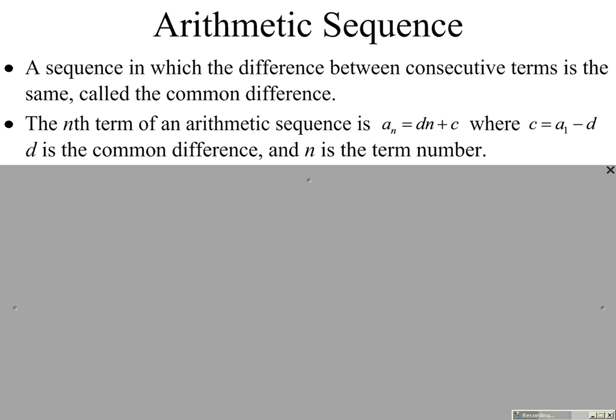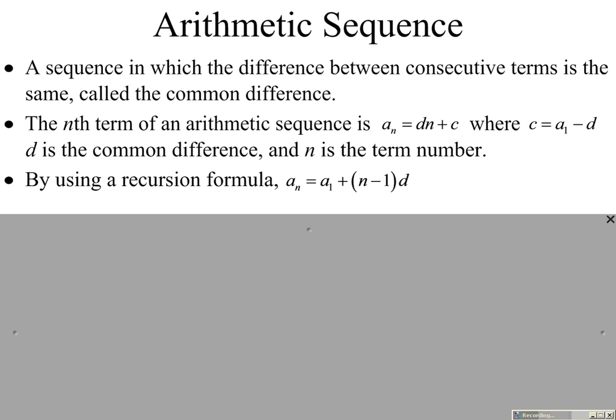The nth term of an arithmetic sequence is given by a of n equals dn plus c, where c is the first term minus d, d is the common difference, and n is the term number. So you're going to see a lot of the same terminology that we talked about in the first section. You have to understand the terminology and what it is telling you.